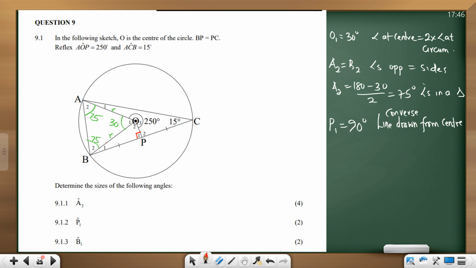Now, I'm looking for B1, and I see a triangle. Now my 250 is going to play a role. I cannot get this angle without getting O2. And I know angles around a point. So what is O2 going to be? Is it 80? You sure? What's your reason? Angles around a point. Therefore, yep.